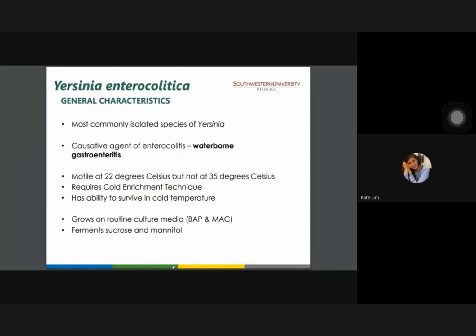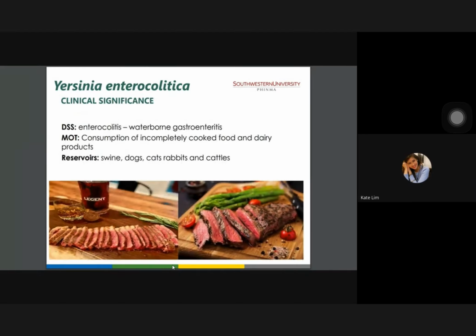Aside from that, we could use some biochemical characteristics based on its ability to ferment sucrose and mannitol. Take note that Yersinia can ferment sucrose and mannitol, meaning they can utilize these sugars as a source of energy. So mannitol and sucrose.